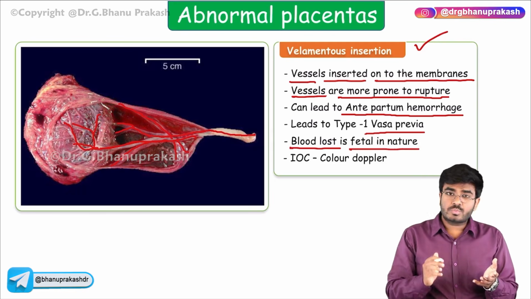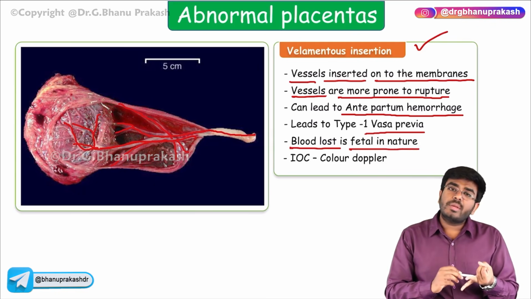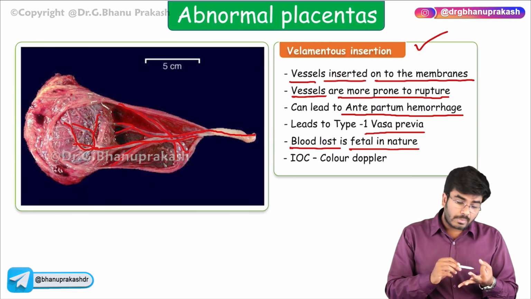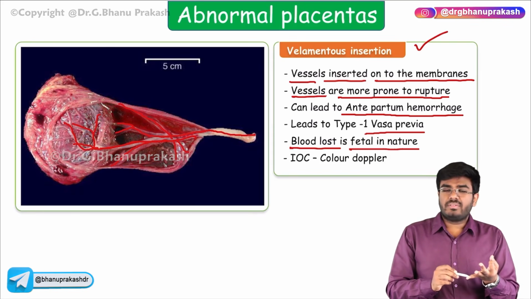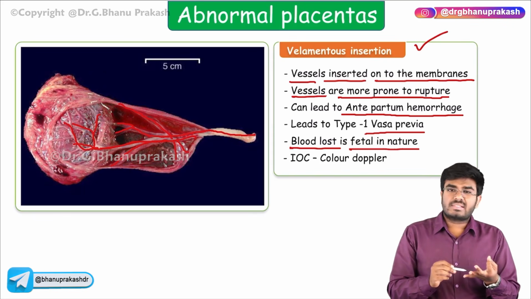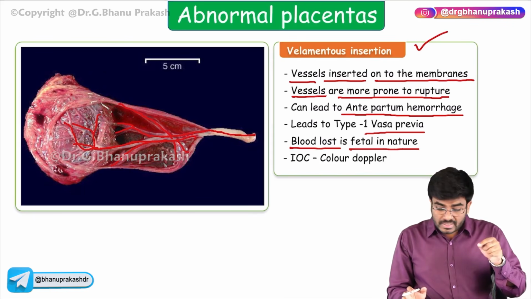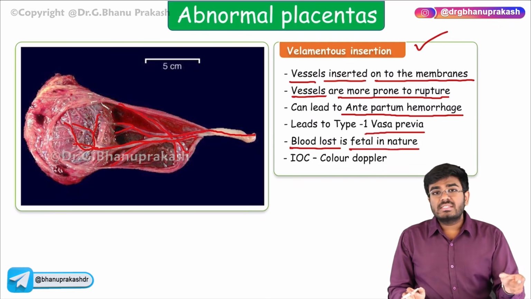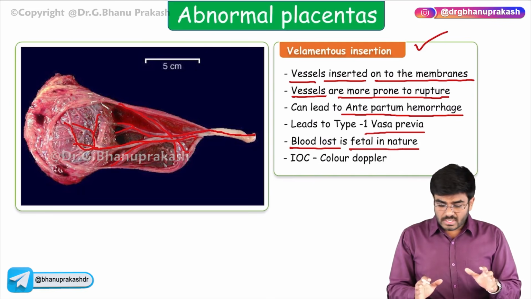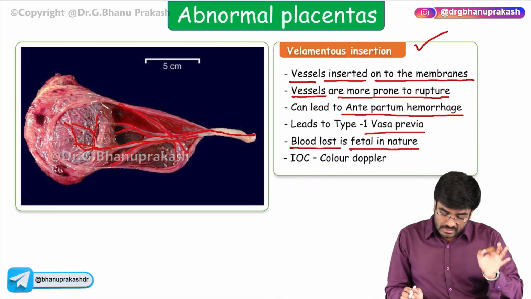See, why am I saying this so specifically? Antepartum hemorrhage can be because of placenta previa, it can be because of abruptio placenta, it can be because of Vasa Previa. But in placenta previa and abruptio placenta, the hemorrhage is maternal in origin. But here in Vasa Previa, the blood lost is fetal in origin. So there is a lot of risk for mortality in the fetus, not the mother.